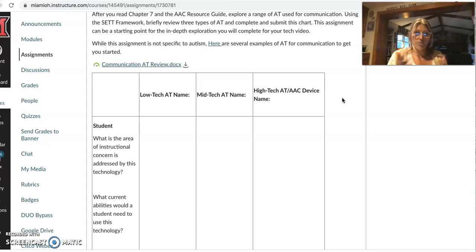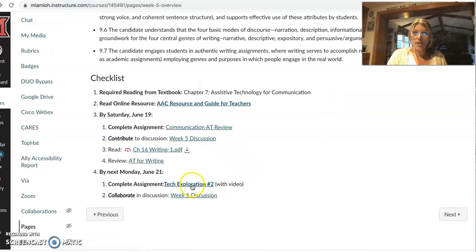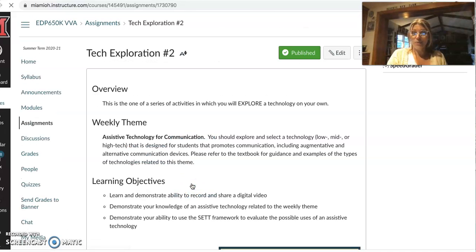disorders, extra bonus points if you can focus those specifically on writing to support or level the playing field with writing. So you'll find a no tech or low tech, a mid tech, and a high tech. That's likely going to be an AAC device. So that will set the stage nicely for you to jump right into your second tech exploration.